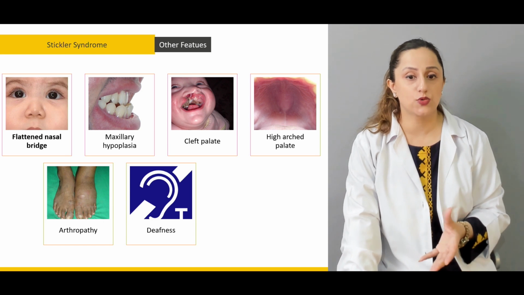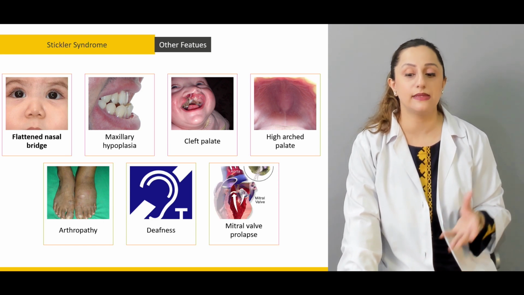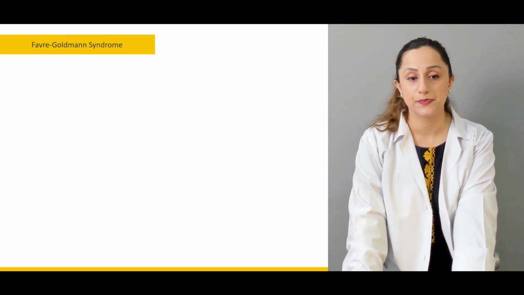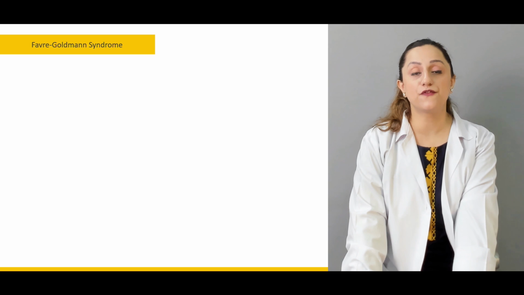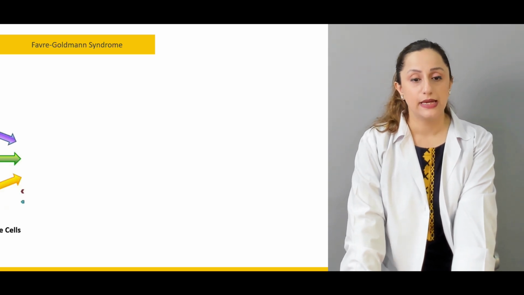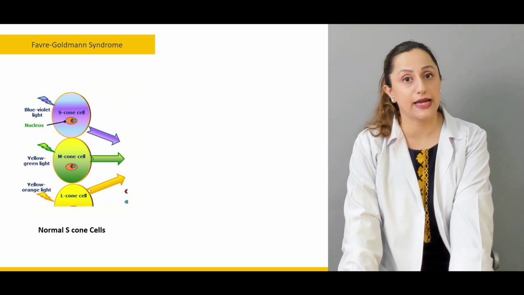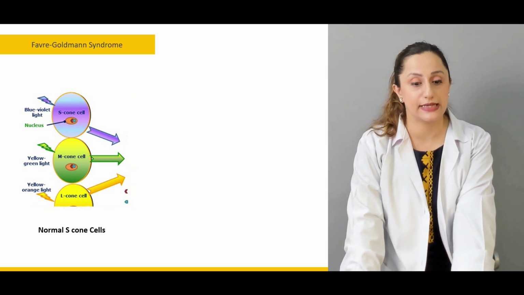Deafness is also associated with this kind of syndrome, and then the mitral valve prolapse, or MV prolapse, is also seen. Another variant is the Favre-Goldmann syndrome. It's one thing to remember, it is the autosomal recessive kind rather than the autosomal dominant kind.